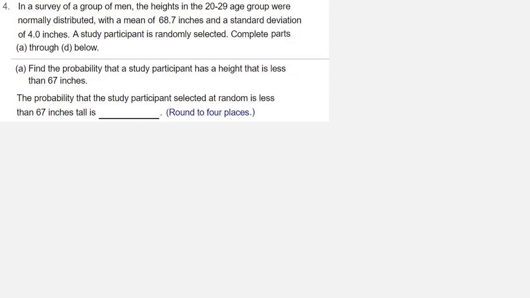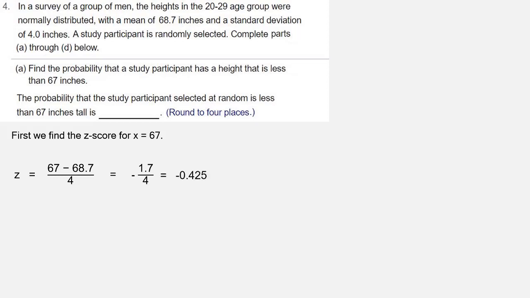So we'll start with part A. Find the probability that a study participant has a height that is less than 67 inches. So we have to find our z-score for x equals 67. The z-score formula is z equals x minus mu over sigma. So in this context, it would be 67 minus 68.7 over 4. 67 minus 68.7 is negative 1.7 over 4, which ends up being negative 0.425.